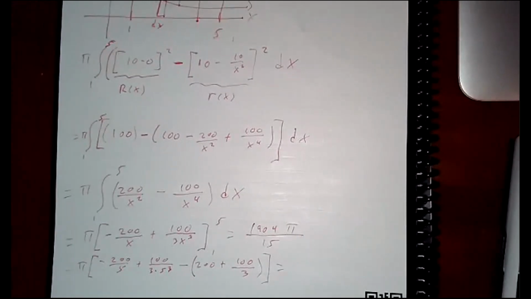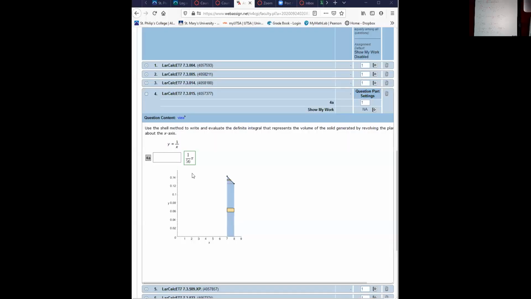Excuse me. All right. Let's see. Yeah, I see where I went wrong. 7-3, number 4. Okay, let's see a question there. That's what I was making. I was doing the washer method earlier. 1 over x. Use shell method to write the evaluation. It's this one, right? Mohammed, this one right here. Yeah.